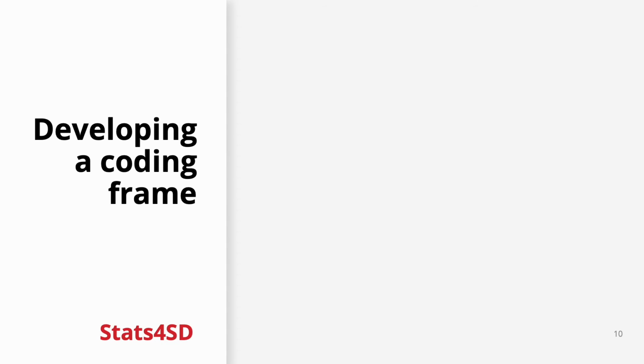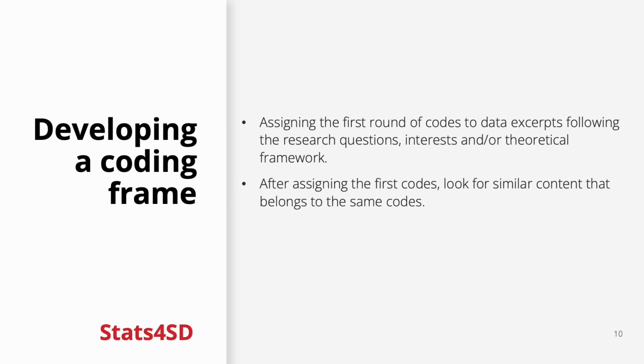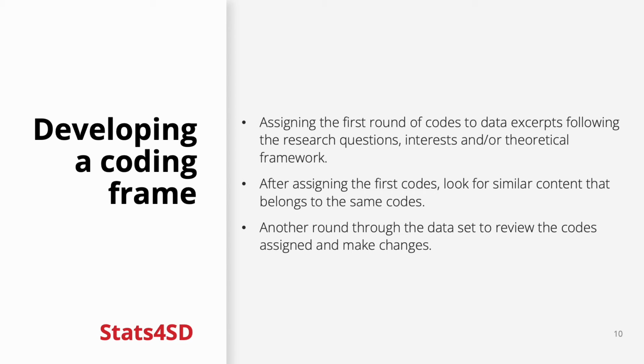To develop a coding frame, we go through our dataset and assign the first round of codes to various data excerpts. In this process, the research questions or research interests and/or theoretical framework can guide us. Once we have assigned the first codes, we will go through other data excerpts looking for similar content that could belong to those same codes. We can then have another round through the datasets to review the codes assigned and decide whether changes are needed.